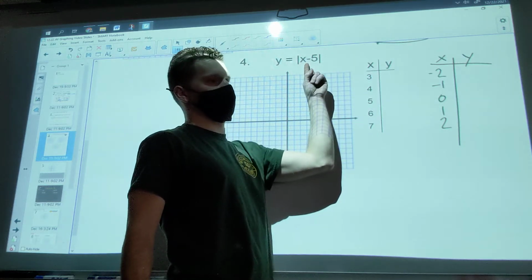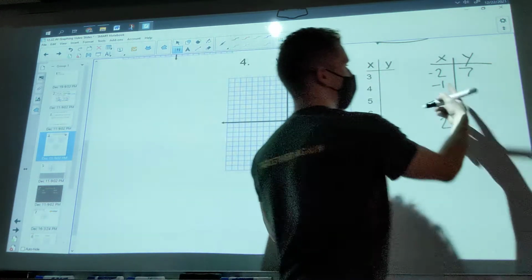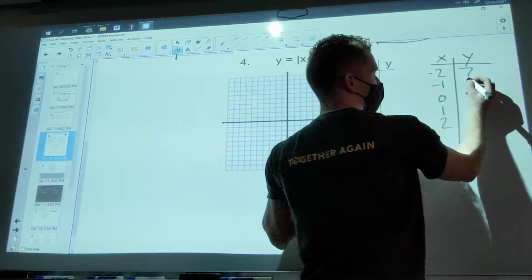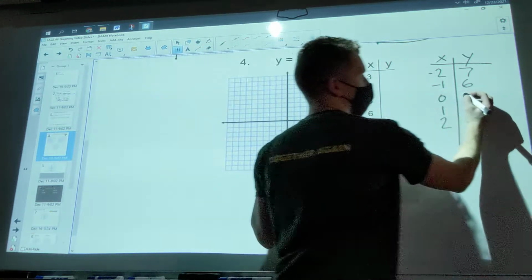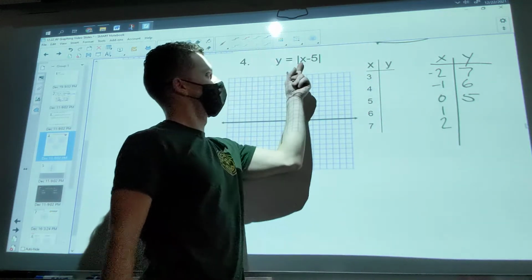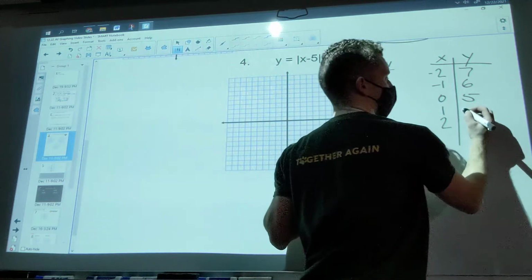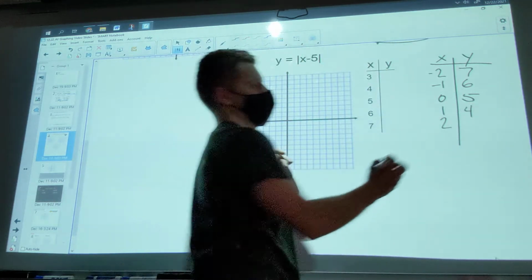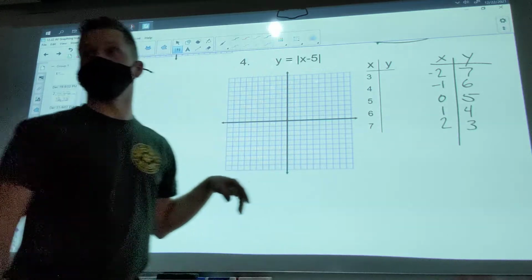-2 minus 5? -7, so the absolute value is 7. -1 minus 5? -6, so the absolute value is 6. 0 minus 5 is -5, so the absolute value is 5. 1 minus 5 is -4, so the absolute value is 4. Which gets us 3. Let's graph this real quick.